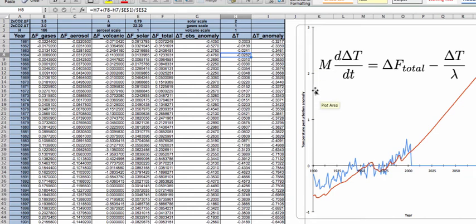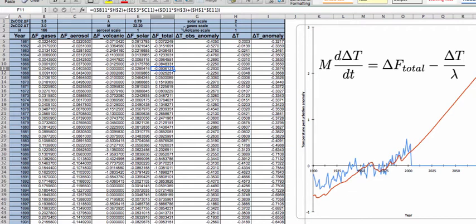Just a couple of minutes on the spreadsheet that we're using in Assignment 8 to solve this equation. We specify in the spreadsheet the time history of the total forcing, which is F total, and that is the sum of four components: the forcing due to gases, long wave, aerosols in the short wave, volcanic in the short wave, and then the shortwave solar, that is sunspots, the solar cycle.